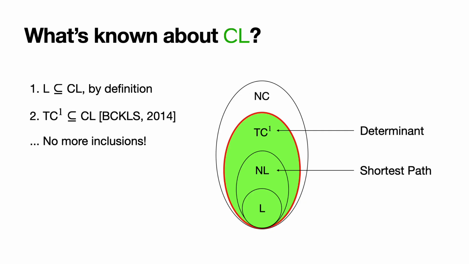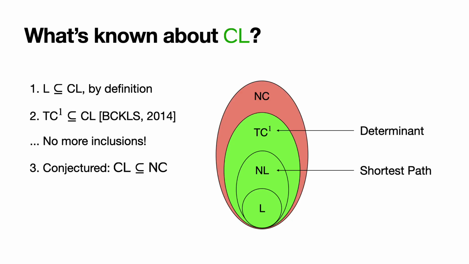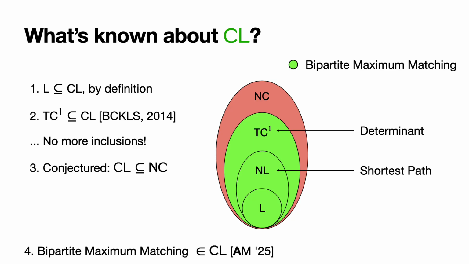And then for the longest time, there were no more inclusions, okay? So it was conjectured that CL might belong to the class NC. Now, recently, there was a big barrier shown to this conjecture by the result that bipartite maximum matching belongs to CL, right? And importantly, bipartite maximum matching is a problem outside NC, and it's a big open problem to show that matching is in NC. Okay, so this forms a barrier to the conjecture that CL might be contained in NC.